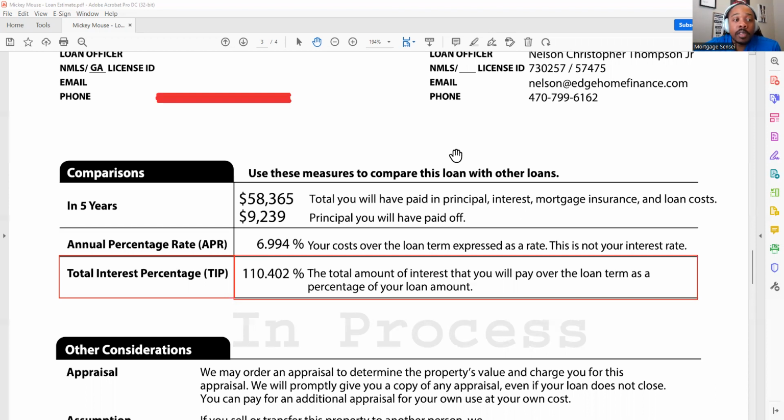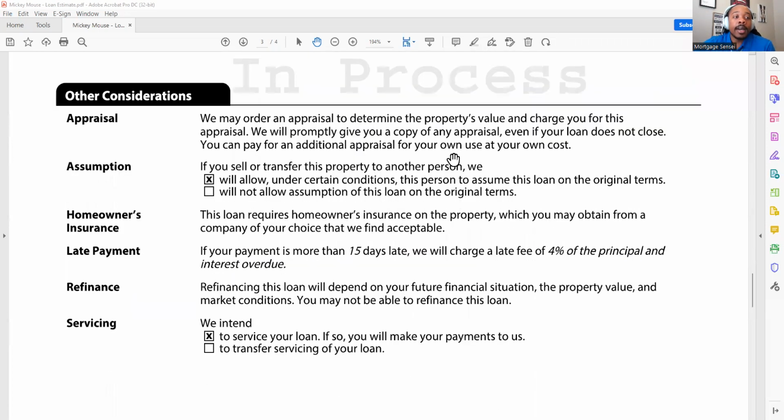All right. Now below this, we have other considerations. This is just extra information. Appraisal: we may order an appraisal to determine the property's value and charge you for this appraisal. We will promptly give you a copy of any appraisal, even if your loan does not close, because when it comes to appraisal, that's a third-party charge you pay out separate from closing. So you own that appraisal report. You can pay for an additional appraisal for your own use at your cost. So if you don't like that appraisal, you go get a different appraisal. Sure, great, good for you. But it doesn't change the loan terms because it has to come through a third party or an appraisal management company.